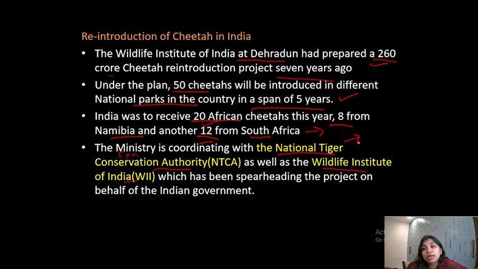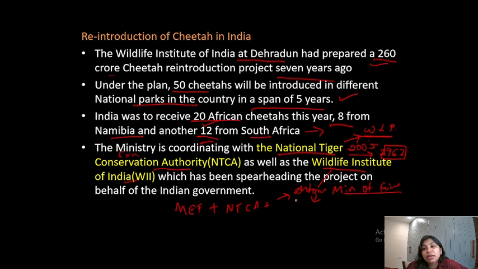So what is the National Tiger Conservation Authority? Under the Wildlife Protection Act, they formed this National Tiger Conservation Authority in 2005. Because of this body, we now have this many tigers in India, 2967. Now, what is the Wildlife Institute of India? It is an autonomous body under the Ministry of Environment and Forest. What is the work of this institute? It is majorly to conduct academic research on wildlife and also give training regarding that. So the Ministry of Environment and Forest, plus the National Tiger Conservation Authority, plus the Wildlife Institute of India, all took measures to bring back the cheetah.